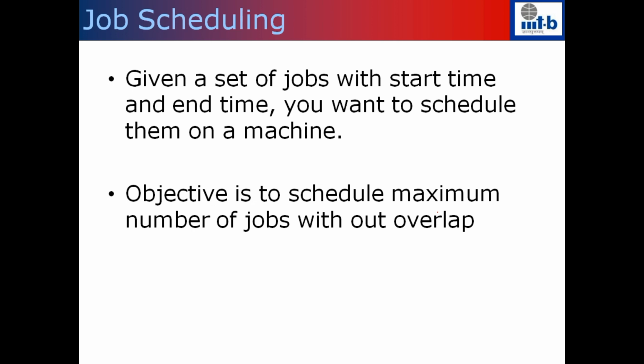Coming back to the machine scheduling problem, you are given a collection of jobs. Each job is associated with a closed interval. It has a starting time and an ending time. It has to be processed only during that interval, right? So, we want to know what is the maximum number of jobs that can be scheduled if you are given only one machine, with the condition that you cannot schedule more than one job at any point of time.